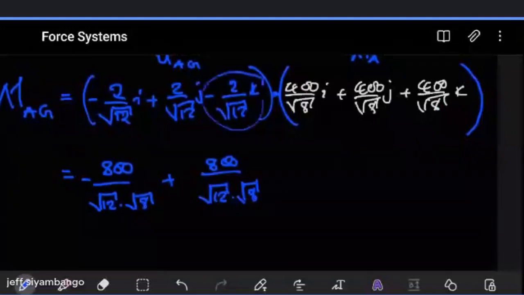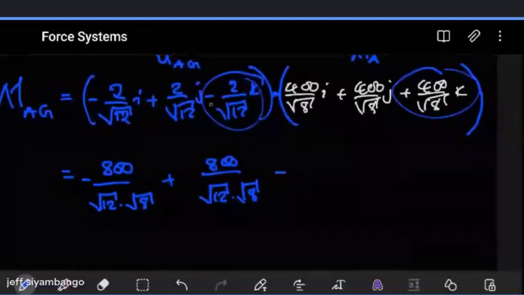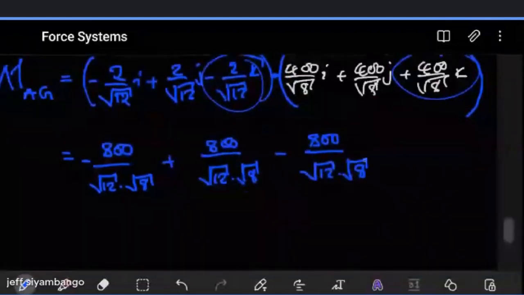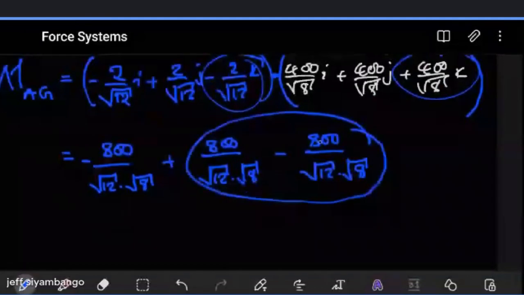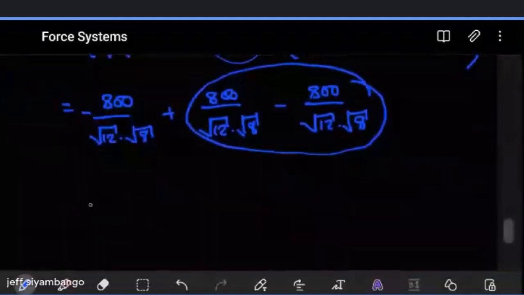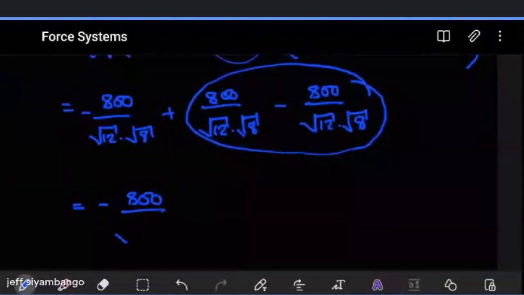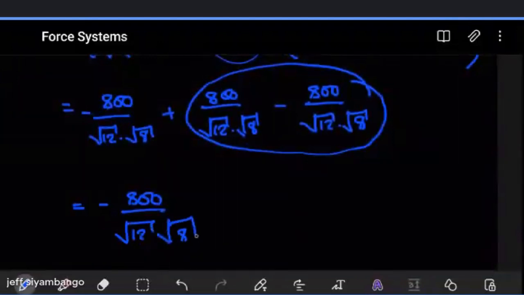And then next, I'm doing this and this. So this is going to be a negative because I'm seeing a negative here. So it's going to be minus 800 over root 12, and then root 8. So when I see this, I can argue to say that one of these pairs is going to subtract out, so that my final answer will just remain as minus 800 over root 12, root 8. So I can conclude that this will be my answer.